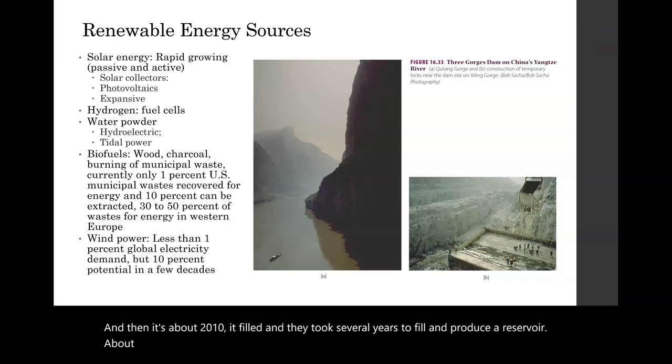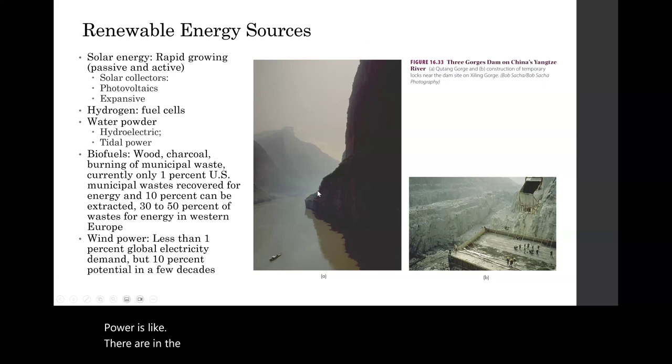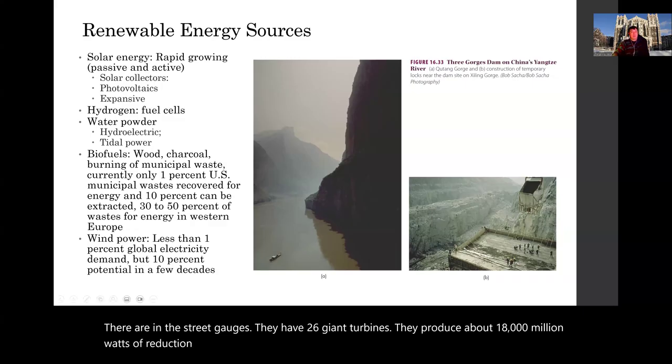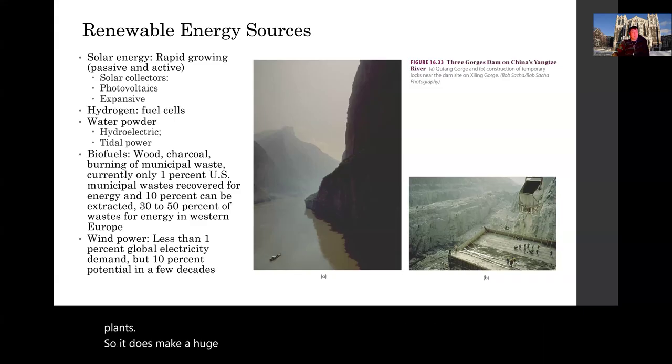about 600 kilometers long. The positive thing about the dam is that in these Three Gorges, they have 26 giant turbines. They produce about 18,000 megawatts of electricity, probably equivalent to about 18 large nuclear or coal burning power plants. So it does make an enormous amount of electricity.